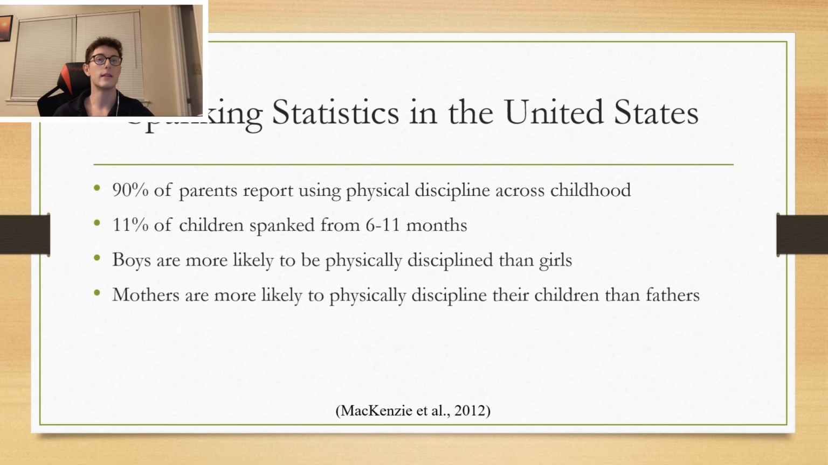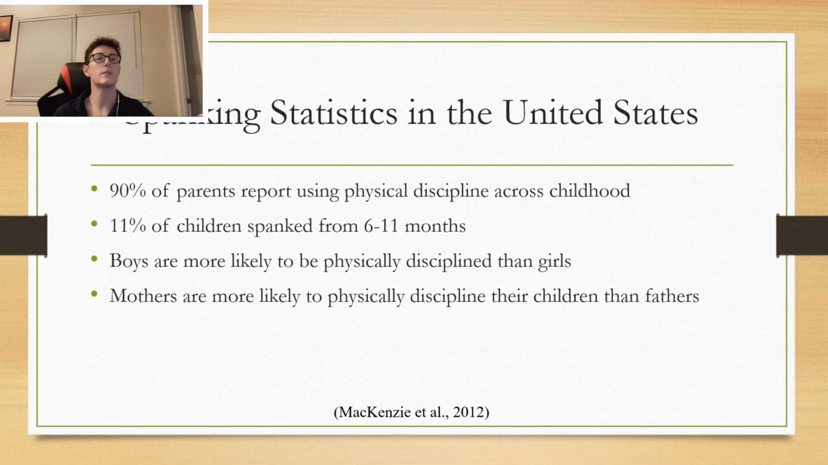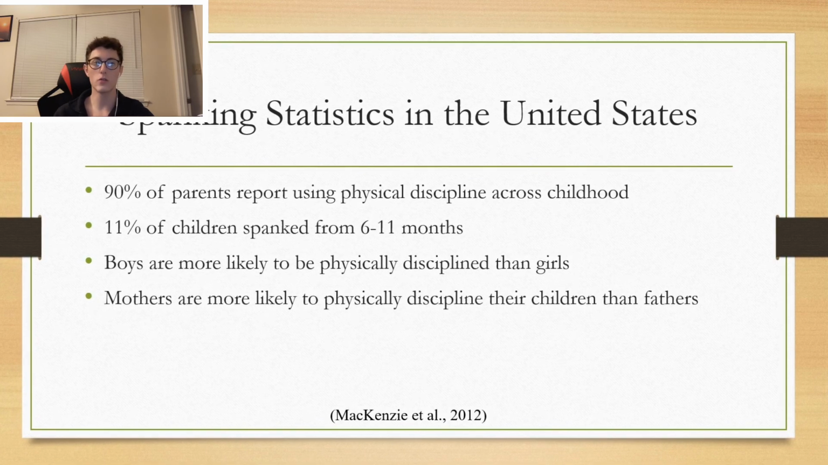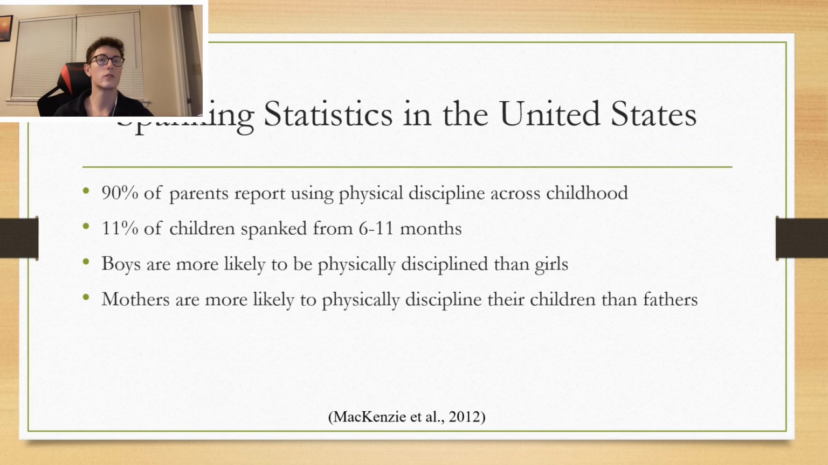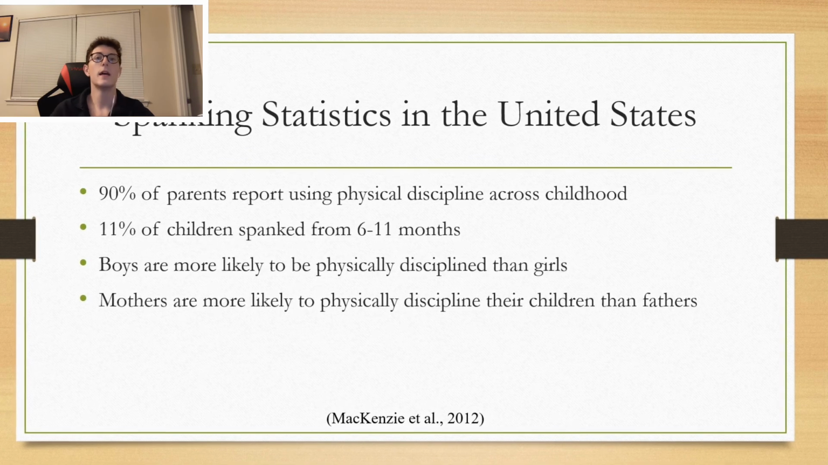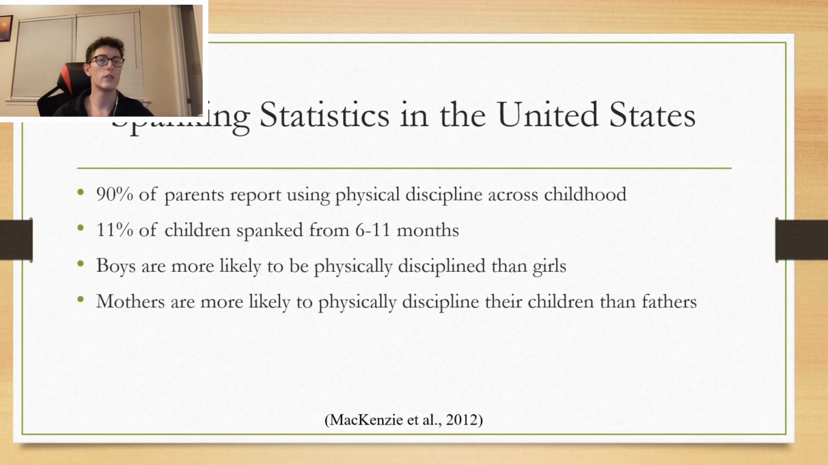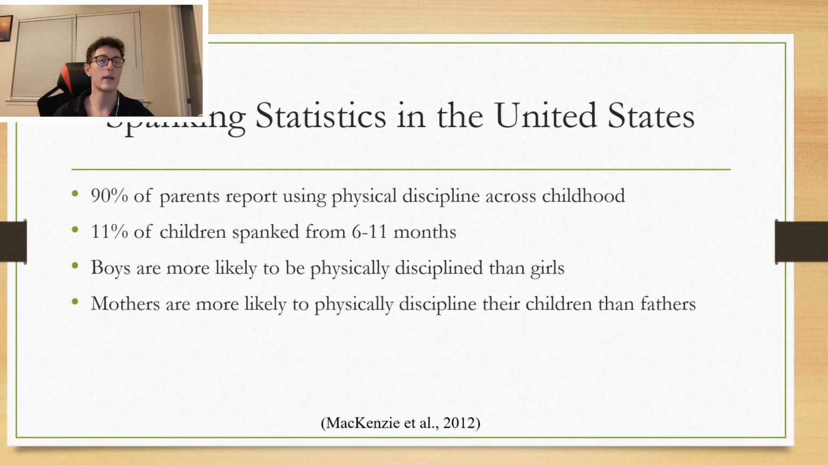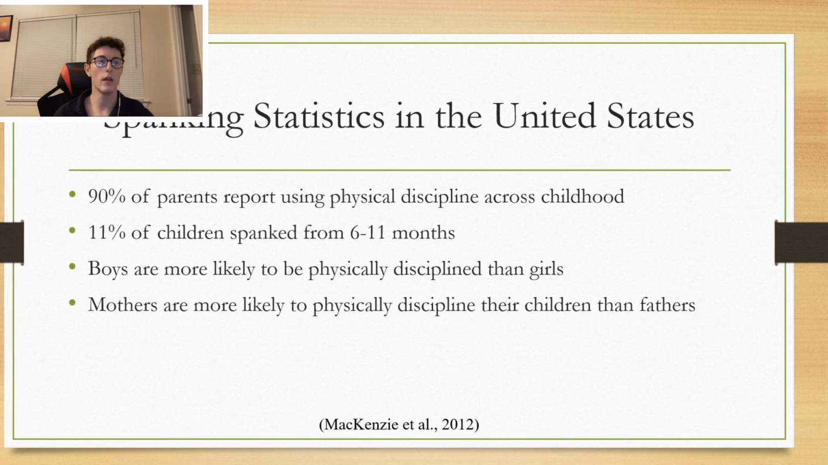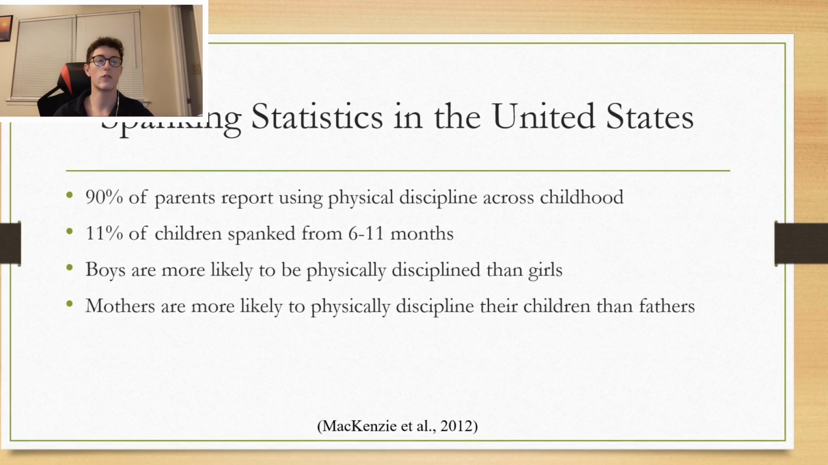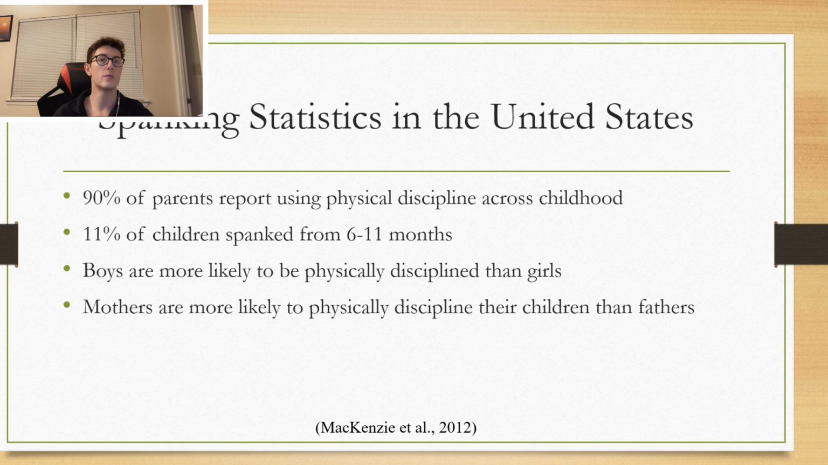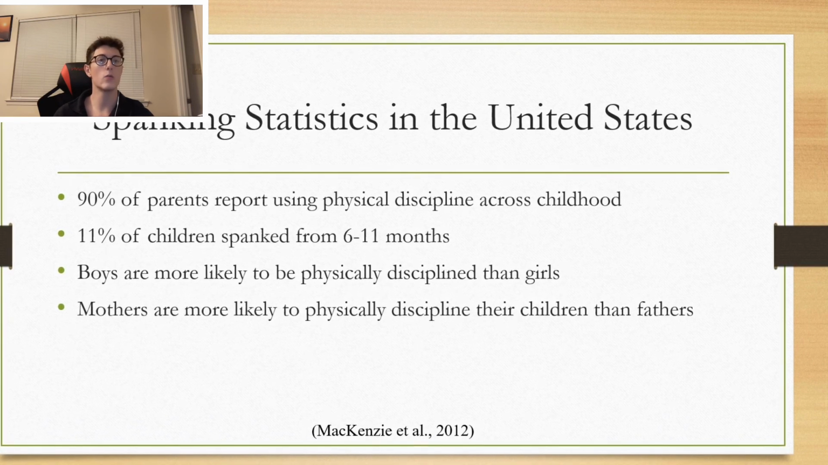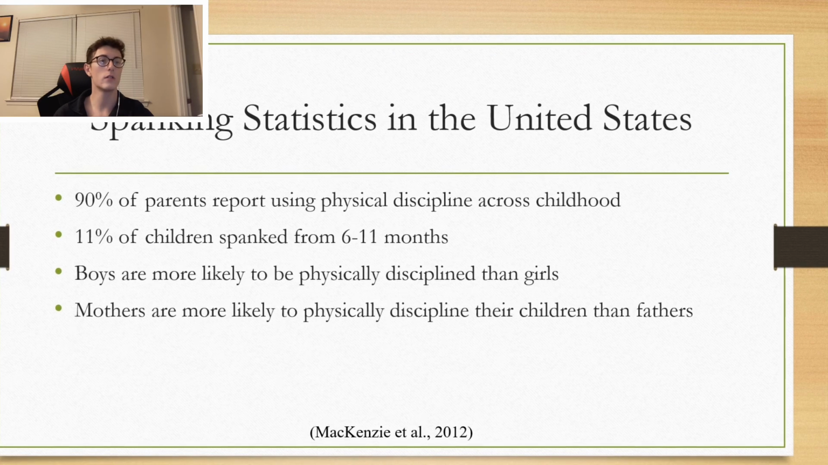Now on to some general statistics. Approximately 90% of parents have reported using physical discipline across childhood, according to most studies, and the most common type of physical discipline is spanking. The most popular age is around school age, so about 6 to 12. But even then, 11% of children are spanked from 6 to 11 months old, and about 15% of 12-month-olds have been spanked. Boys are more likely to be spanked than girls are, but mothers are typically the ones to spank their children more than fathers are.